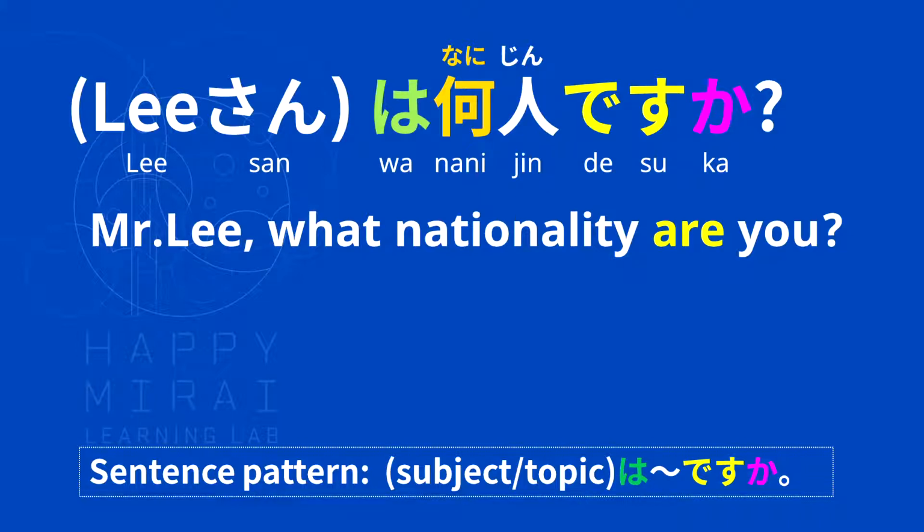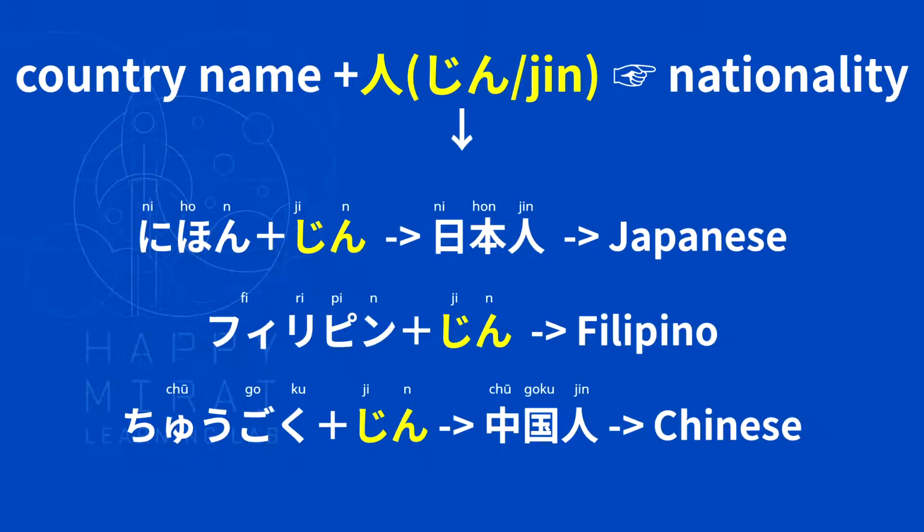So here is the question for everyone. 皆さんは何人ですか? What nationality are you? I'm asking about everyone. 私の場合、私は中国人です。Me, myself, 中国人です。So the country name plus 人 here becomes the nationality.